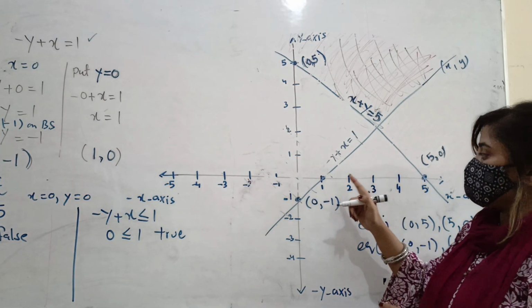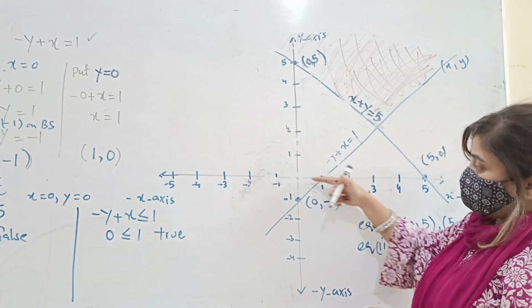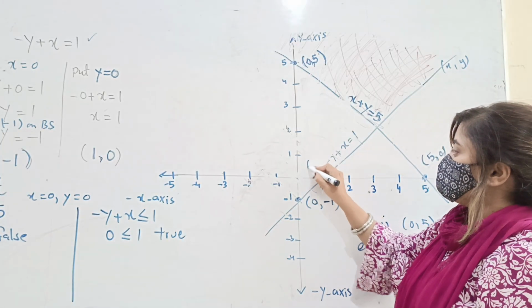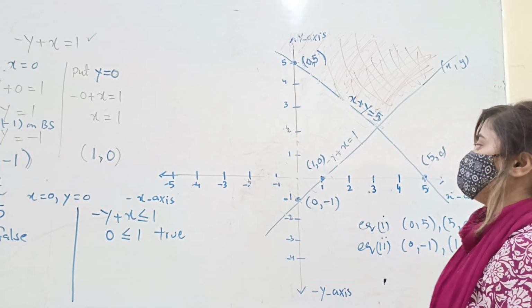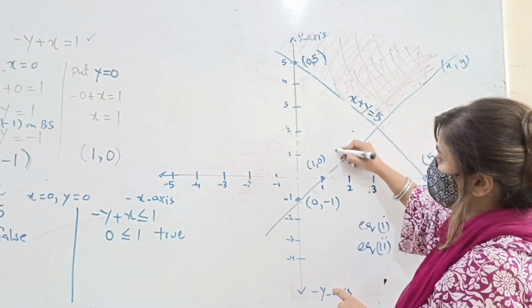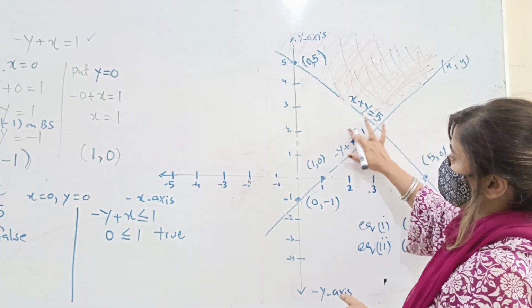And (1, 0): the x value 1 is this point and the y value is 0. On this point I told you y is 0. So this is (1, 0). Please write the equation also. These points belong to this equation.